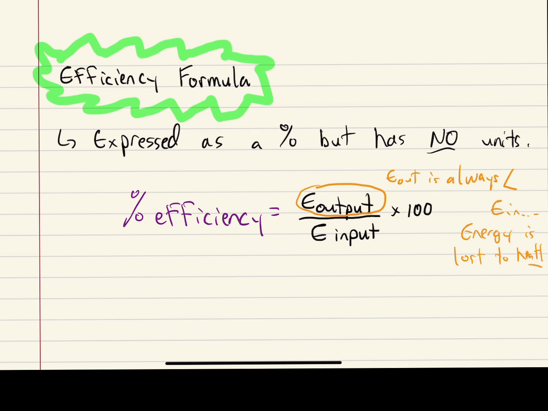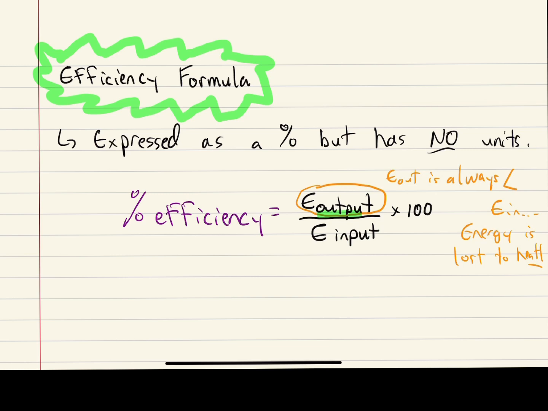And heat is just a form of thermal energy. So in a problem, how can you tell, if you're given two energies or if you have to find two energies, which one is the energy input and which one is the energy output? Just look for the one that's less. The one that is less is going to be your energy output, and the one that is more is going to be the energy input.